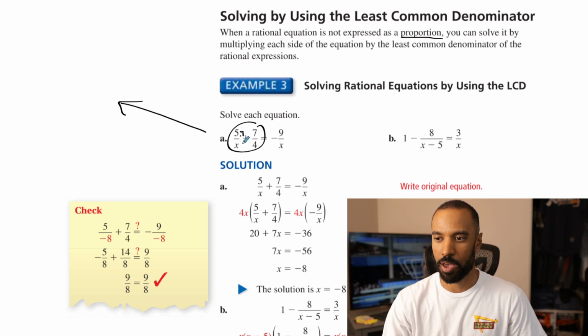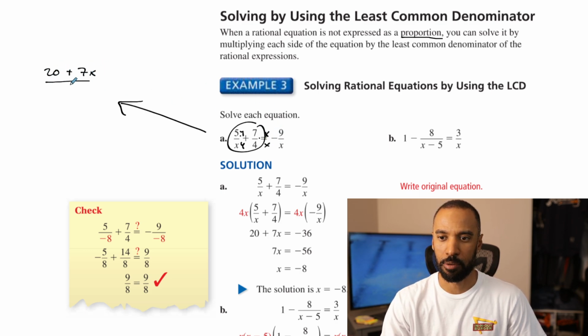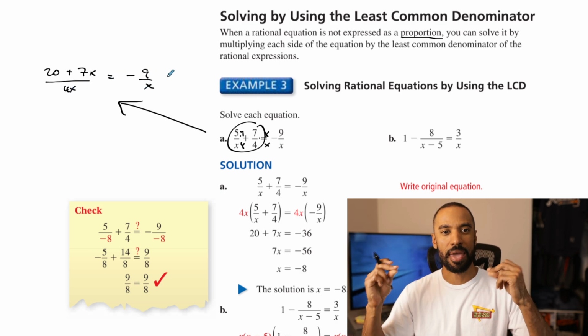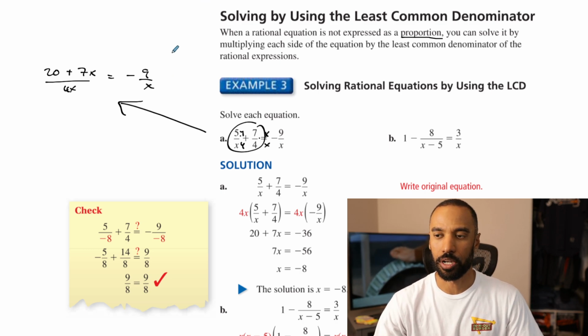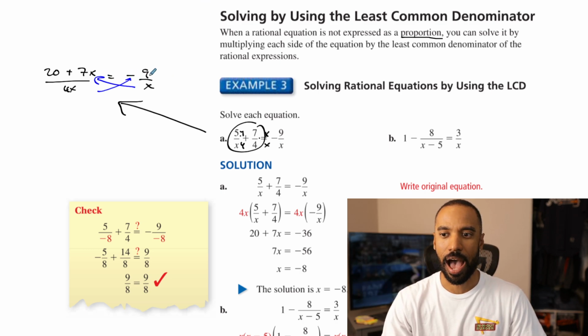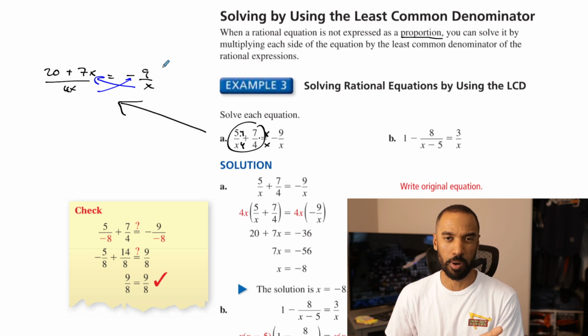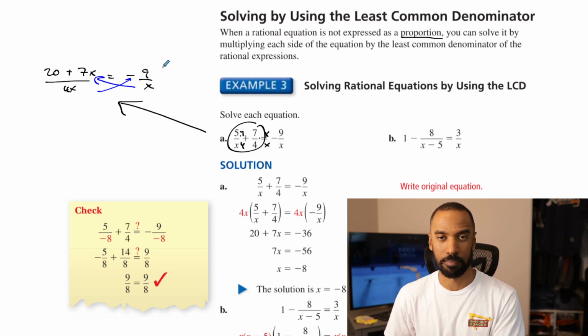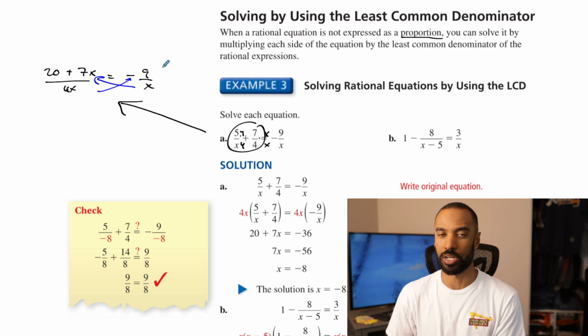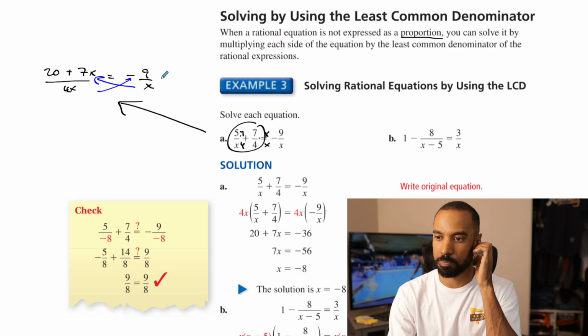If I multiply this by 4 over 4 and this by x over x, you get 20 plus 7x all divided by 4x equals negative 9 over x. Boom, I made it a proportion. Now you could cross multiply. That's a method. I don't generally plan on doing that. I don't know if I ever, for the most part, do plan on doing it. But that's a method. You can make it a proportion by making a single fraction on one side.